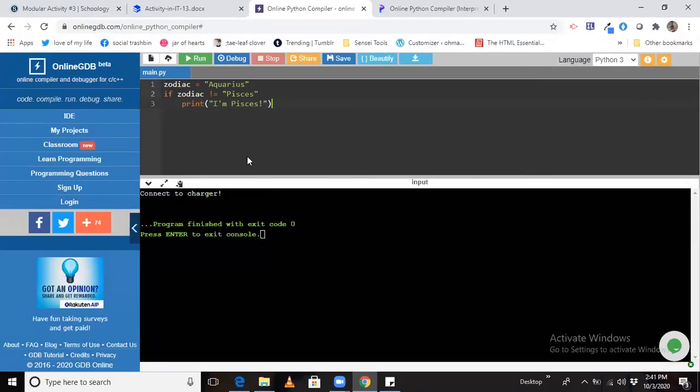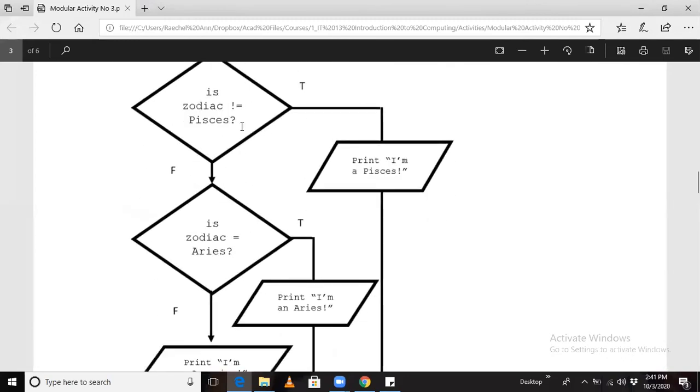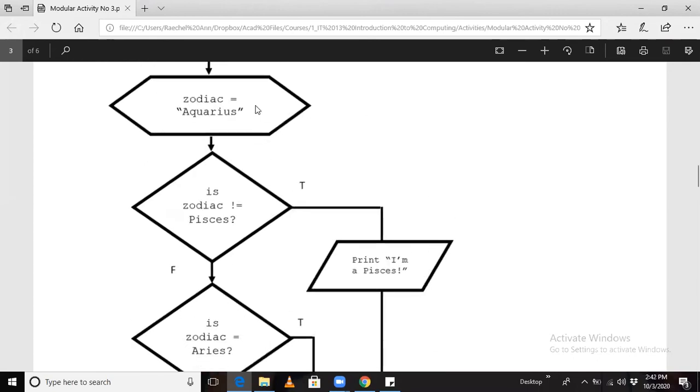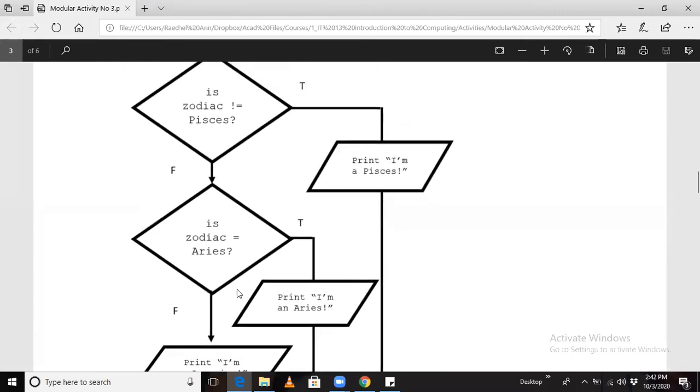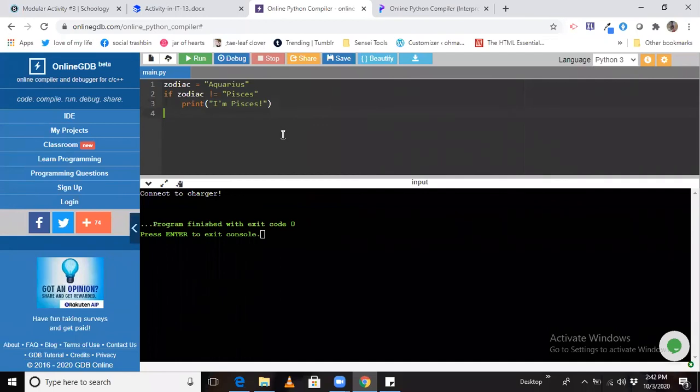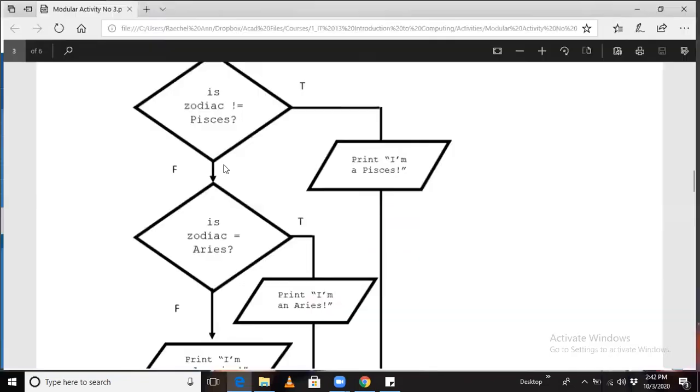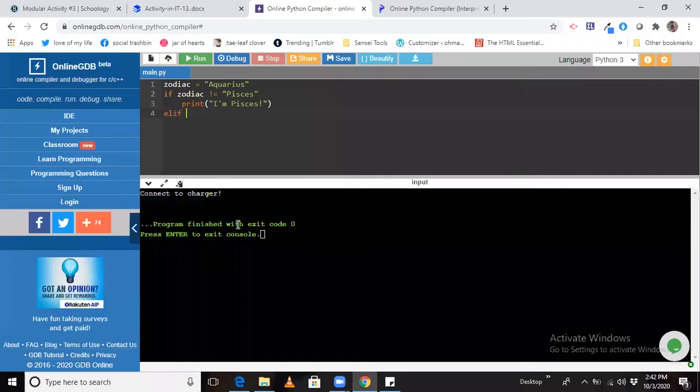Kapag dalawa yung condition natin, tulad nitong example, ano kasing gagamitin nating statement? If. Ano po? Kapag dalawang condition, anong conditional statement gagamitin? Else if. Okay. Let's try. So, sabi natin last time, yung else if, doon natin nalagay yung second condition. Your second condition is Sojak equals to Aries.